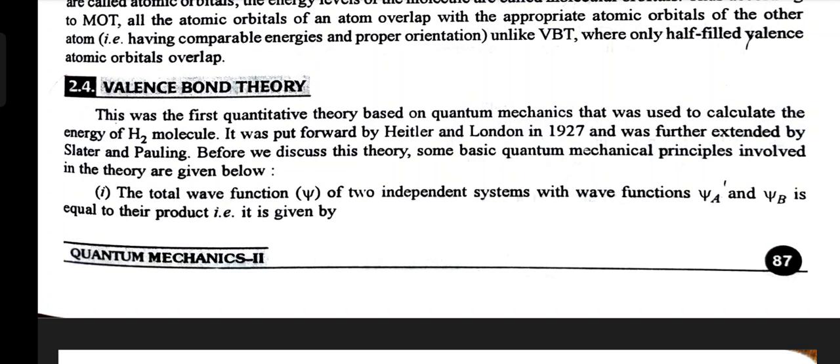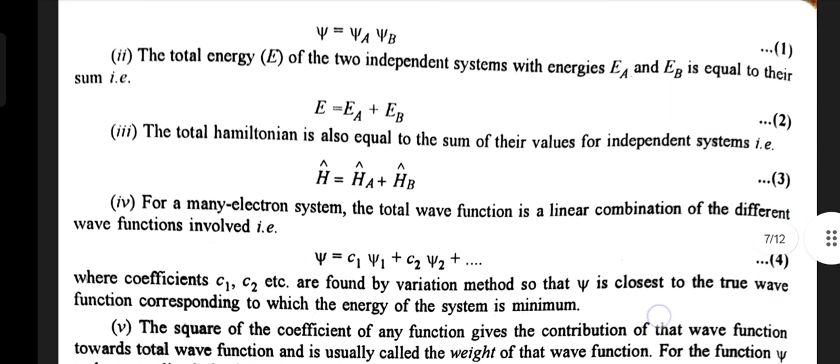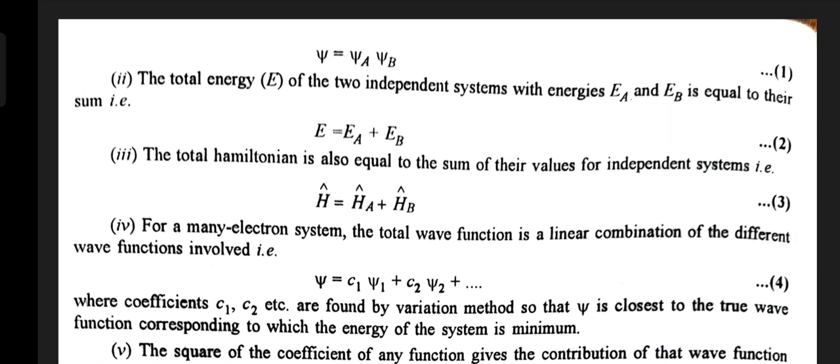The total wave function psi of the two independent systems with wave functions psi A and psi B is equal to their product. That is, psi equals psi A into psi B. The total energy of the two independent systems with energies EA and EB is equal to their sum: E equals EA plus EB. The total Hamiltonian is also equal to the sum of the values for the independent systems, that is, H cap equals H cap A plus H cap B. This is the third equation.